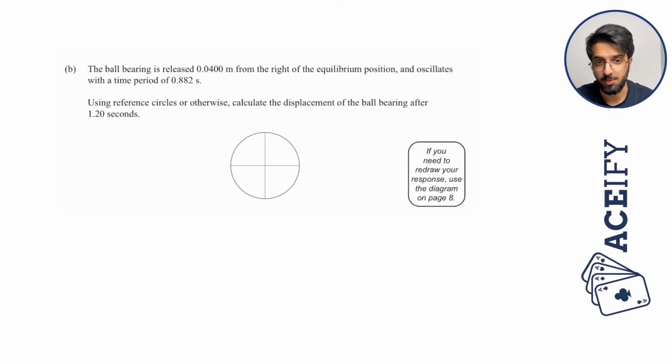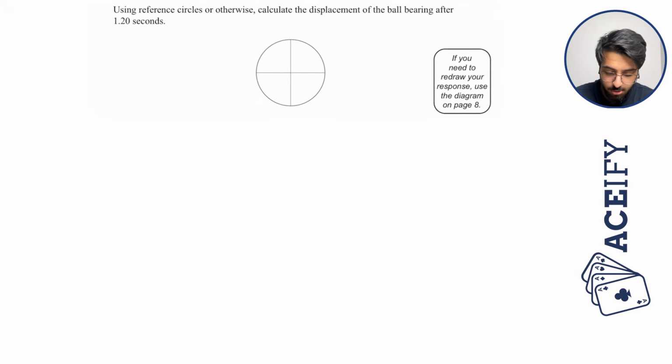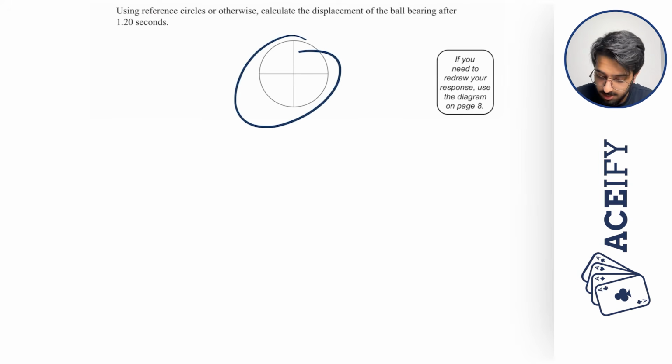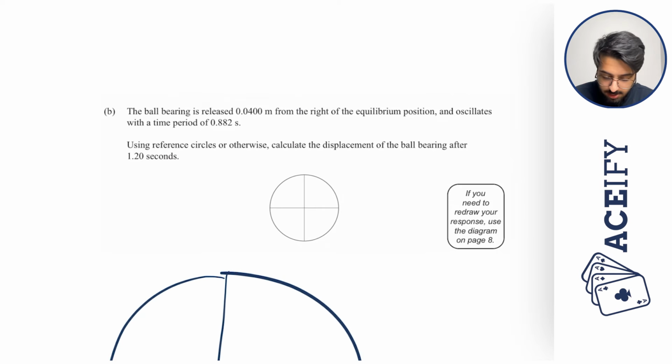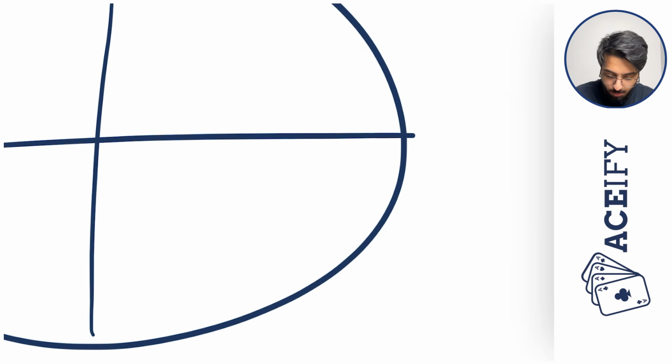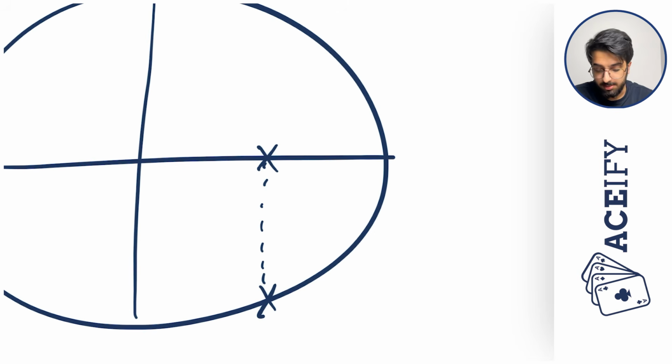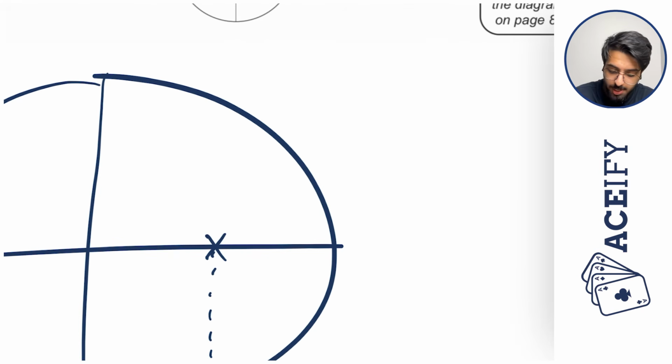Okay, so if you have not watched my recent video on reference circles, highly recommend it. But if you have, cool. Let's draw this reference circle much bigger because that is tiny. So it says over here, we're released 0.04 meters to the right of the equilibrium position. So we can say that's right here, and we can trace that down. So we're starting here on the reference circle. Now, 0.04 meters, therefore, is our amplitude.